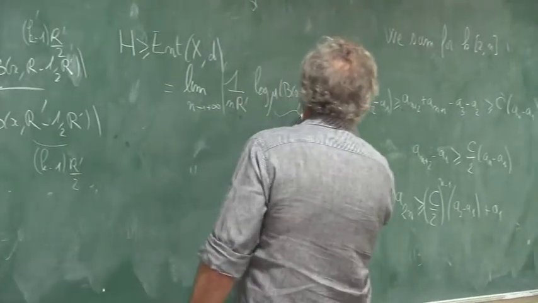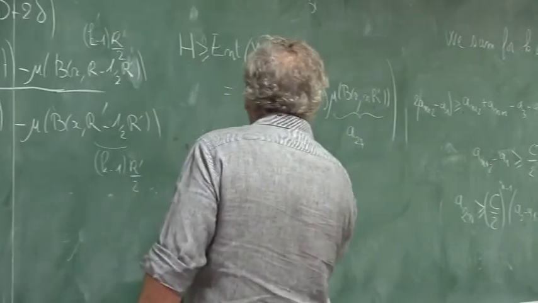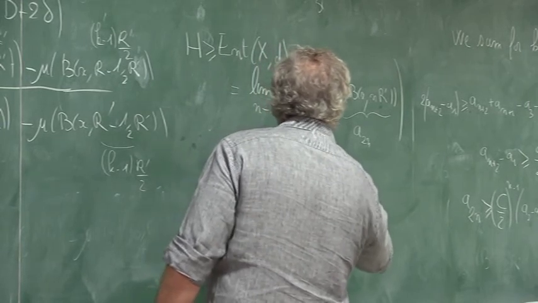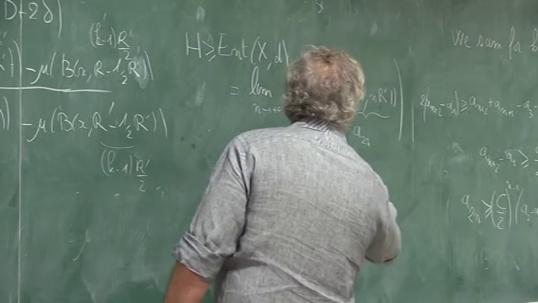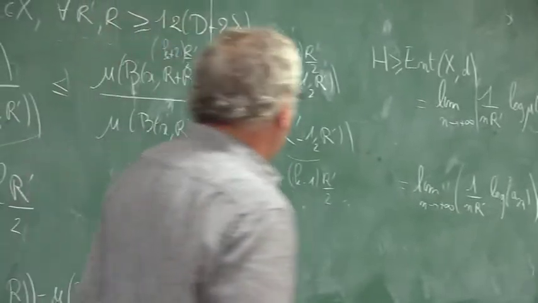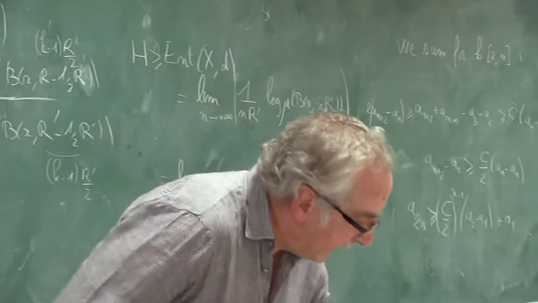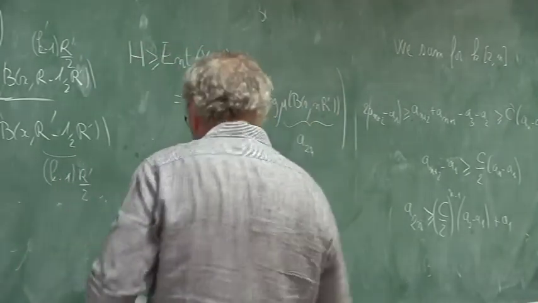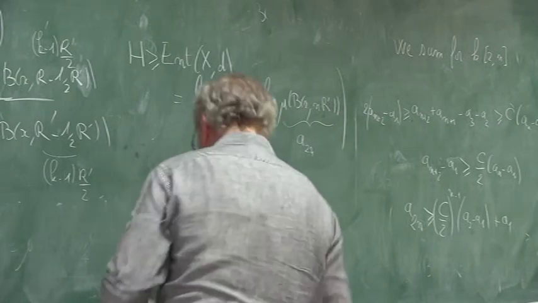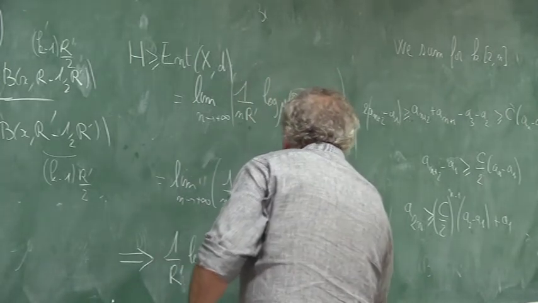But this is a_{2n} with this definition. So this is equal to the limit when n goes to infinity, 1 over n r prime, logarithm of a_{2n}, for which we have an estimate. And that gives the estimate by taking logarithm and letting n go to infinity. We get then 1 over r prime logarithm of c over 2 is less than h r prime, right?